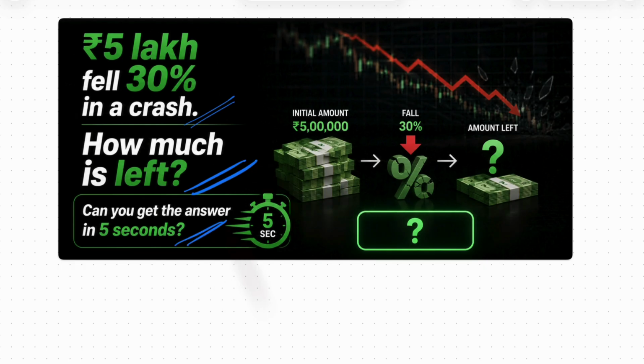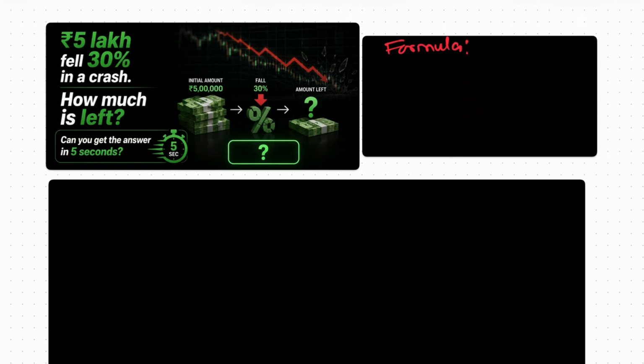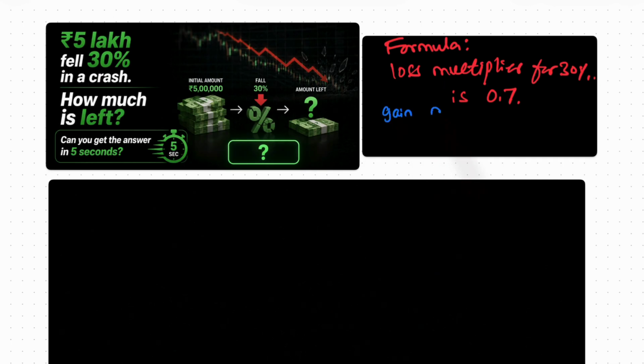Some of you would be able to do this quickly, but I'll just tell you a way to do it without using a calculator. So here is the formula that we will use. Loss multiplier for 30% is 0.7. So the thumb rule is gain and multiplier.